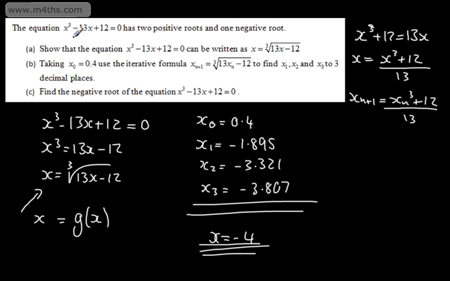Is 1 a solution to that equation? Well, 1 cubed minus 13 lots of 1 plus 12 is, that's 1 minus 13 plus 12, that is 0, so 1 is a solution. So there we go, that's what we end up with. But as stated, on certain equations there will be rearrangements that don't lead to a root. So that is solving an equation using an iterative process.